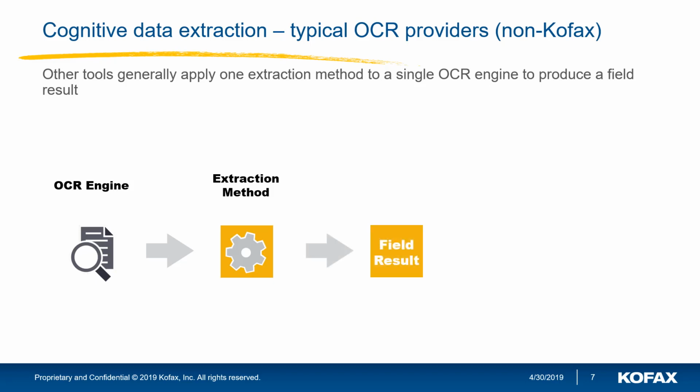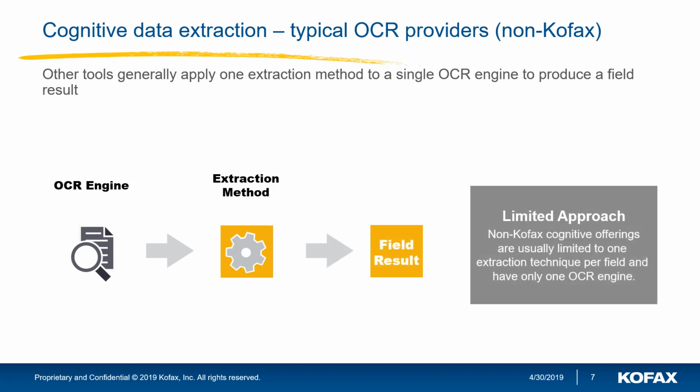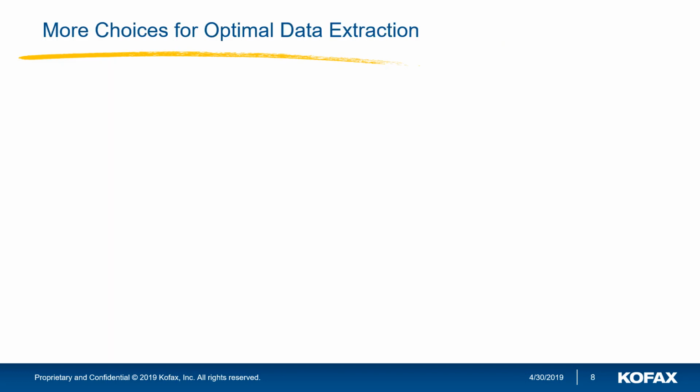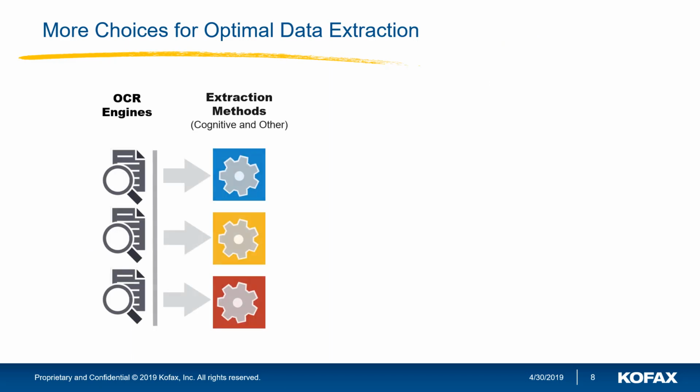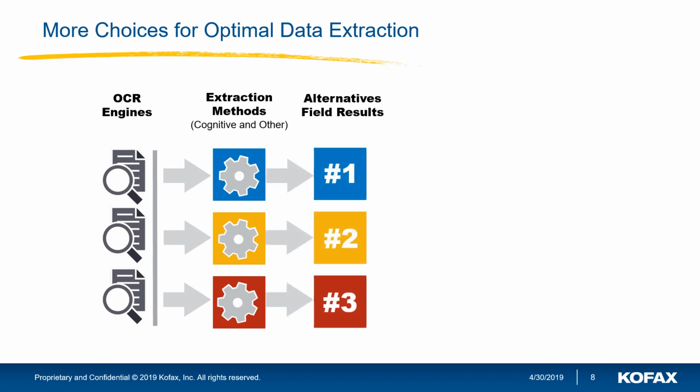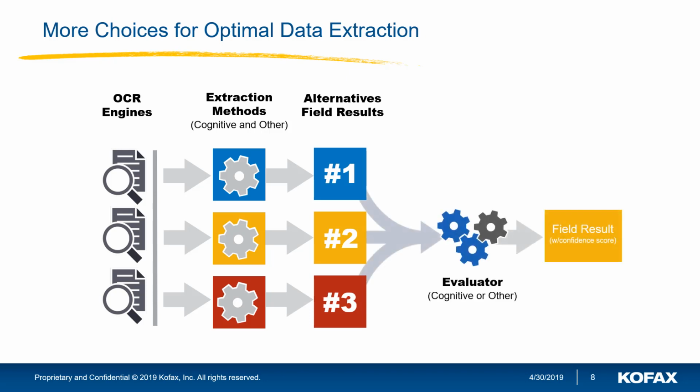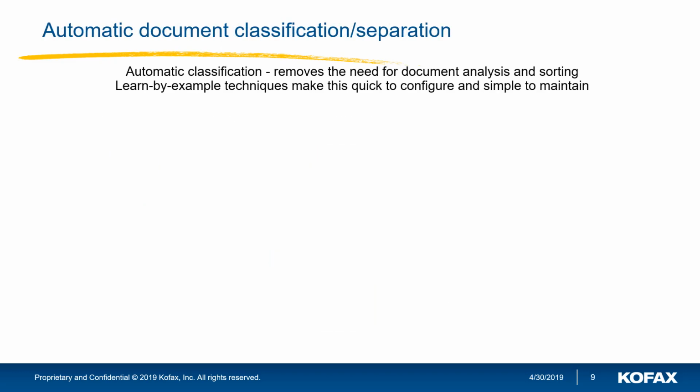Now, a basic example of an OCR engine would apply an extraction method and get a specific result, but it's a limited approach. Some of the non-Kofax offerings don't usually have a whole lot more to offer than what that's typically able to do. The Kofax platform combines and utilizes multiple OCR engines with different extraction methods so that I can get alternatives and different results, and then evaluate them to determine which is the optimal result for any particular extraction that I'm working with. So it combines many together to get the best results.